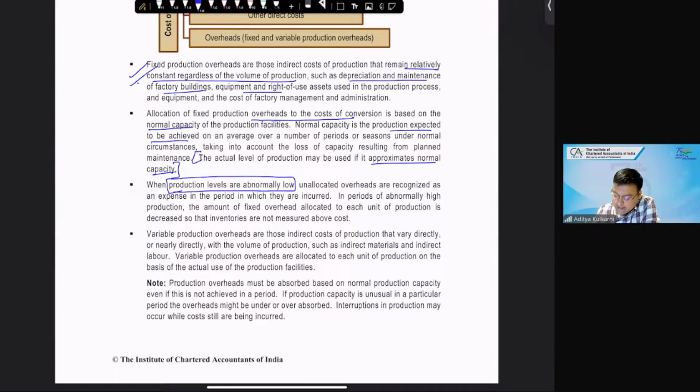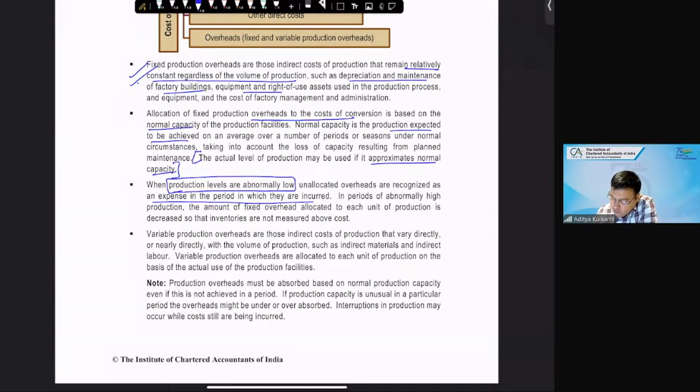Unallocated overheads are recognized as an expense in the period in which they are incurred. That 200 example, in our calculation, we got 200 rupees. So we expensed it out. So when it is abnormally low, you expense it out because you are not able to meet what you had planned. So you are the one who has to take the responsibility for this.